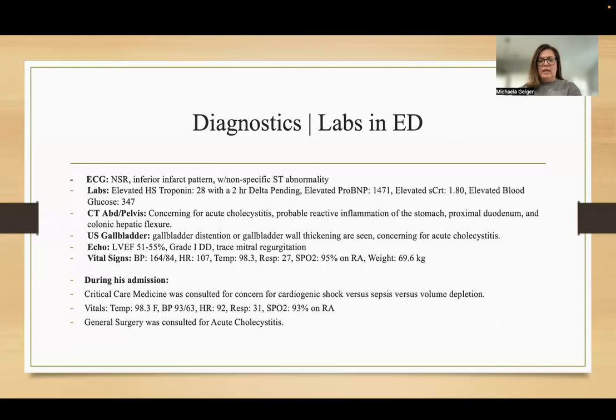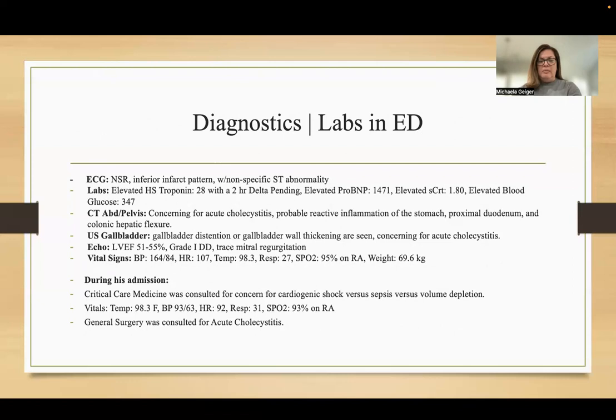So in the ER, he had an EKG. It revealed a normal sinus rhythm with an inferior infarct pattern with nonspecific ST abnormality. His high sensitivity troponin was elevated at 28 with a 2-hour delta pending, and his pro-BNP was elevated at 1,471. He had an elevated serum creatinine of 1.8 and an elevated blood glucose of 347.